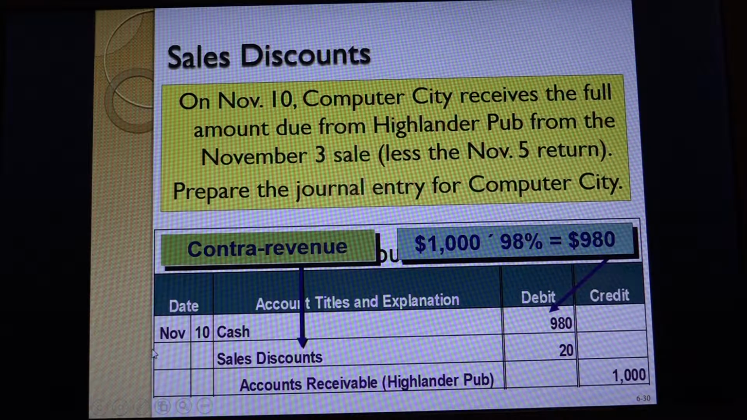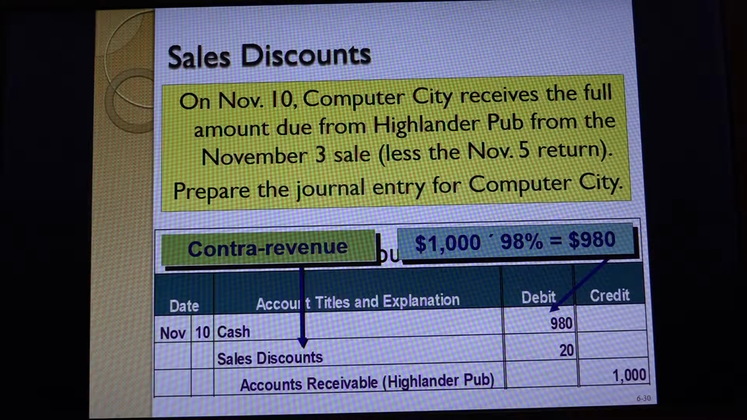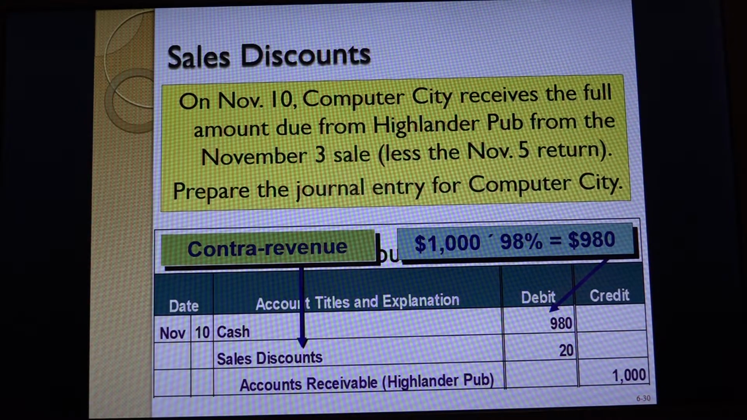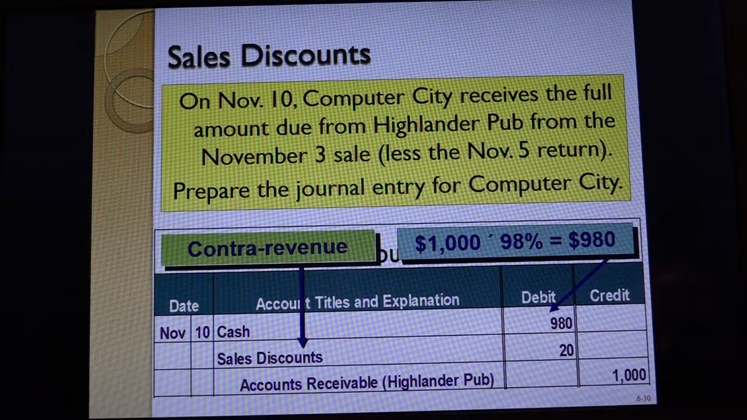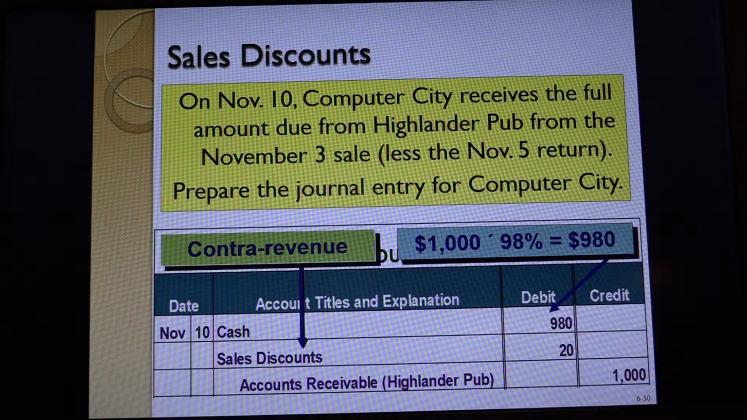On November 10, Computer City receives the full amount due, which is $1,000 from Highlander Pub, from the November 3rd sale, less the November 5th return, of course. And so it has the discount in it that they've given to Highlander Pub. So they receive $980 cash. They create another contra revenue account called sales discounts, debit it for $20, and of course their credit is going to be to the AR subledger account Highlander Pub.